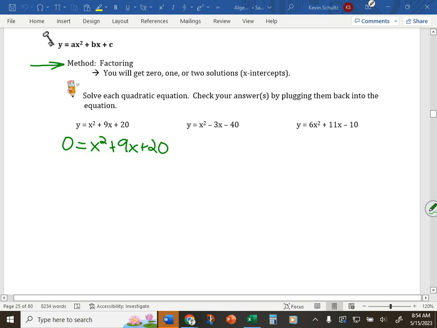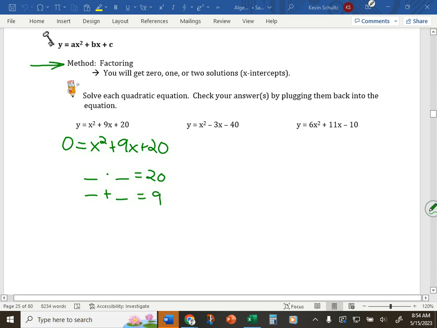We're not going to do that here. If we were doing opposite operations, we would want to move our constant over. But because we can't do opposite operations because we have these two x terms here, our method's factoring. And if you remember the factoring method, we're looking for that number puzzle, right? Two numbers that multiply to make 20, two numbers that add to be 9. Exactly what you did in PO51.